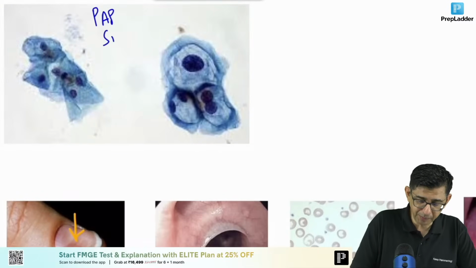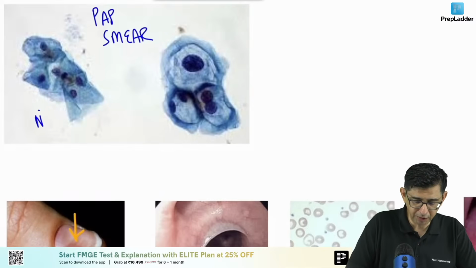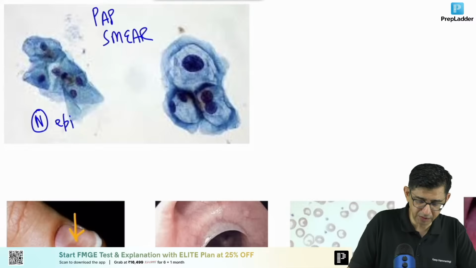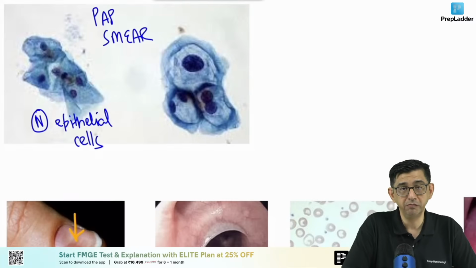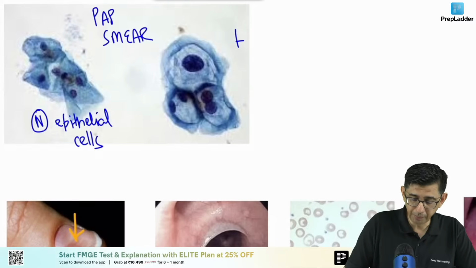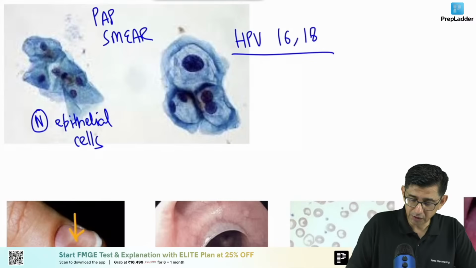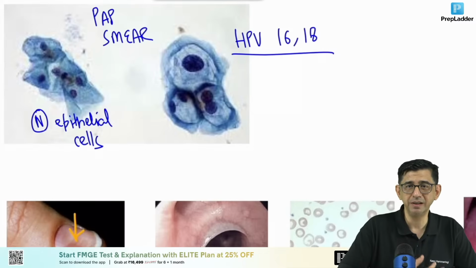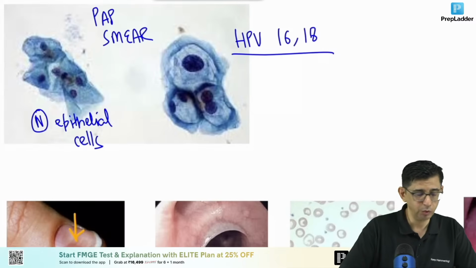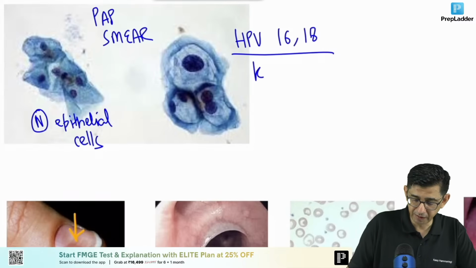Like in this pap smear, what is shown in contrast are the normal epithelial cells, the shed epithelial cells related to the cervix. It is exfoliative cytology that I'm talking about. But the ones infected by human papillomavirus 16 and 18 are going to be relatively bigger. And not only are they bigger, the nucleus will also be much denser in color, much more blue. So those are the infected cells that are present.